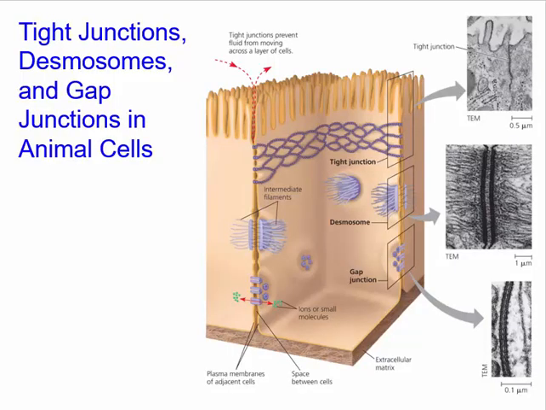All right, how about animal cells? So your textbook gives 3 examples of junctions, and I'll throw in a couple extra ones here. But you can see the 3 from your book here. There's things called tight junctions, desmosomes, and these gap junctions. So let's look at these a little more closely here.